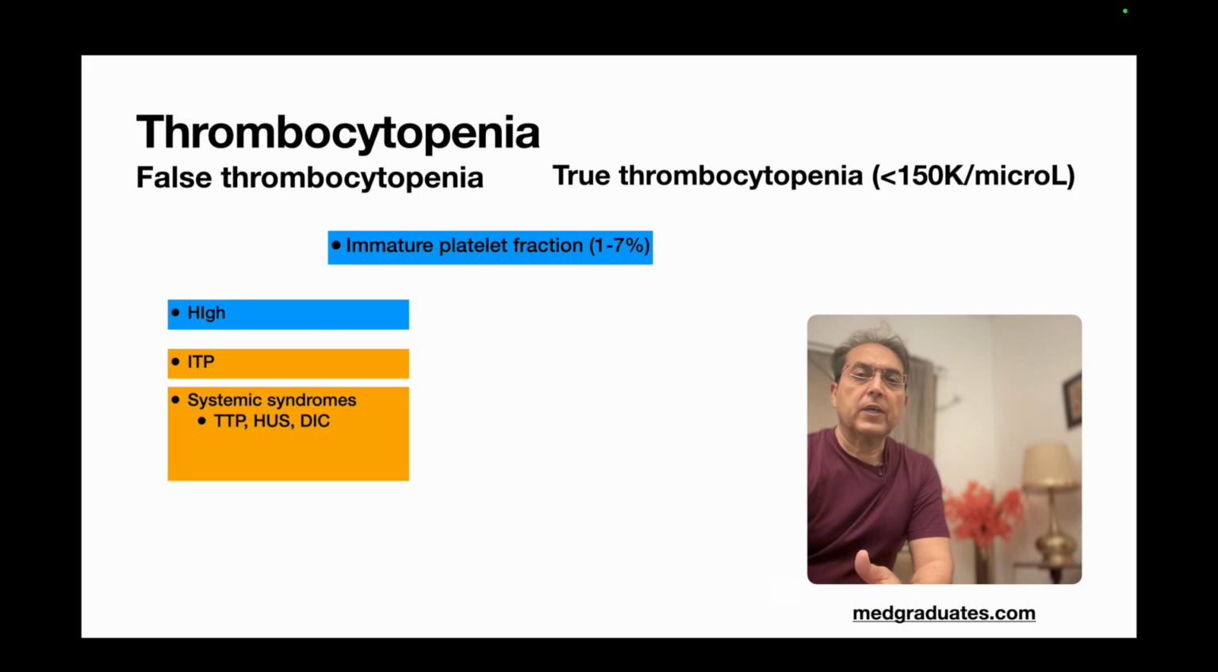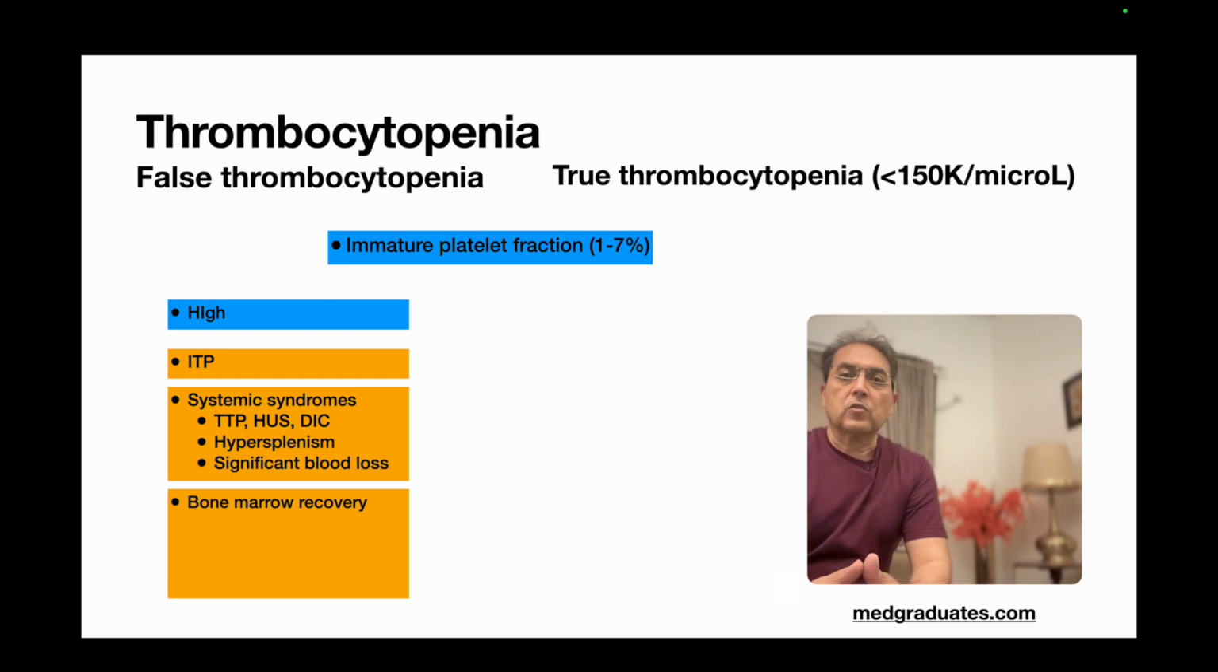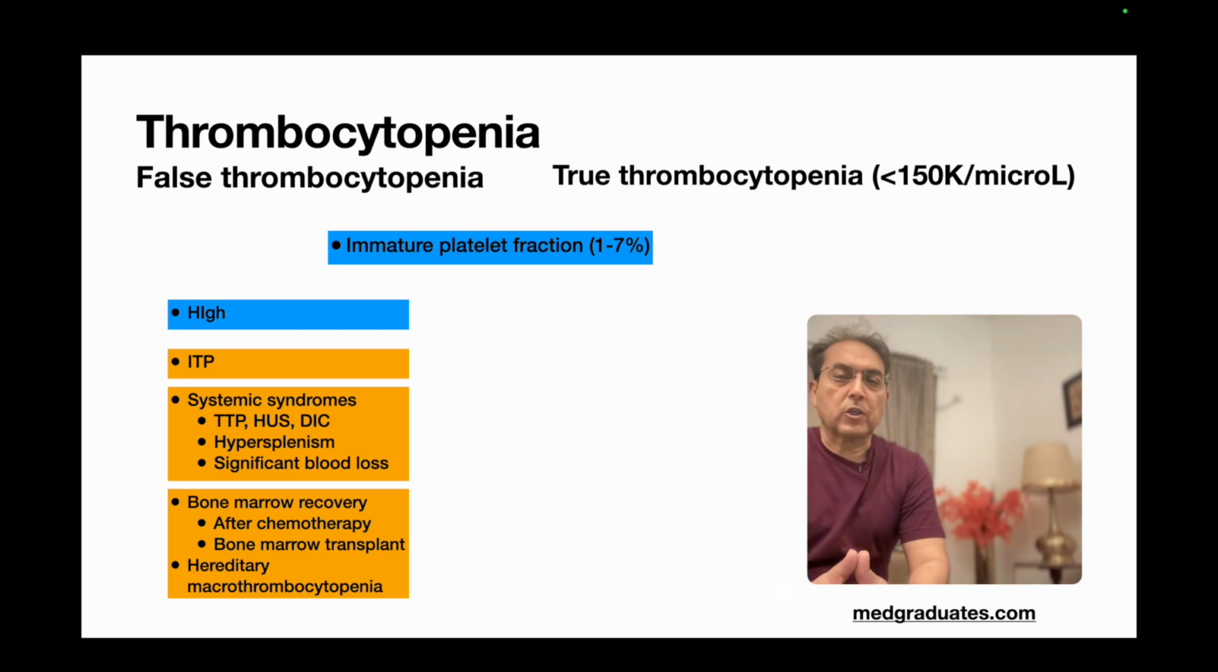For example, a patient may have thrombocytopenia when there is consumption, for example in thrombotic thrombocytopenic purpura, hemolytic uremic syndrome, disseminated intravascular coagulopathy, and patients who have hypersplenism. Some patients may have thrombocytopenia when there is significant blood loss and the bone marrow is trying to compensate for that loss of platelets, and more platelets may appear in the circulation. And then patients who are having bone marrow recovery, for example after chemotherapy, or patients who had bone marrow transplantation. And in some patients who have congenital conditions like macrothrombocytopenia, this may be associated with high immature platelet fractions.